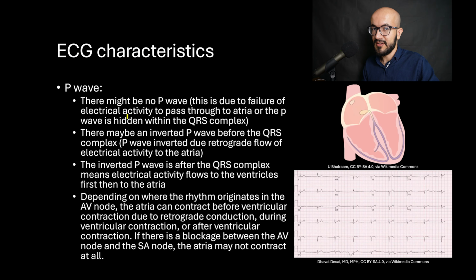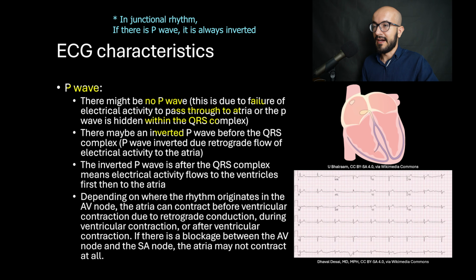Also in the ECG characteristics, we have the P wave, and regarding the P wave in the junctional rhythm, there might be no P wave, and this might be due to failure of the electrical activity to pass to the atria, or the P wave is hidden within the QRS complex. The other variation in the P wave is that the P wave might be inverted, and this might come before the QRS complex, and the P wave is inverted due to retrograde flow of the electrical activity to the atria.